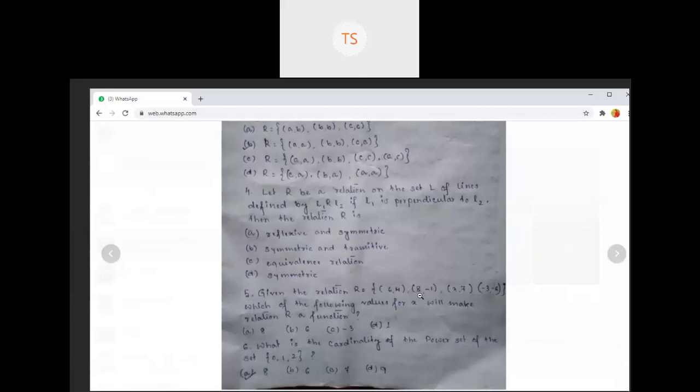What is the cardinality of the power set of the set {0, 1, 2}? Cardinality, or cardinal number, is the number of elements of the power set. Remember, cardinality is the number of elements. Now what is the cardinality of the power set of the set {0, 1, 2}? The set {0, 1, 2} has how many elements? 3 elements. If a set has 3 elements, how many subsets will you get?